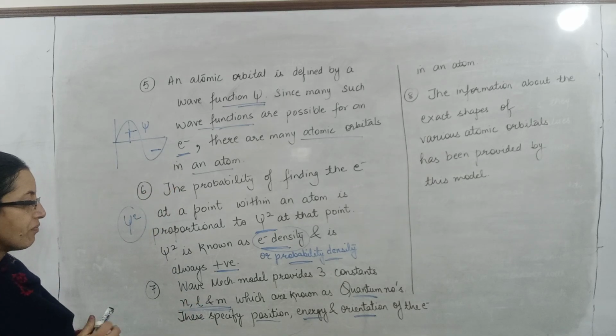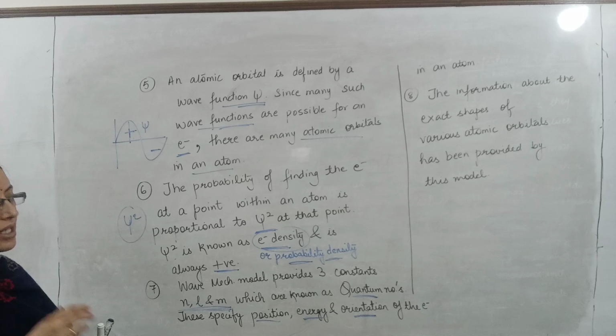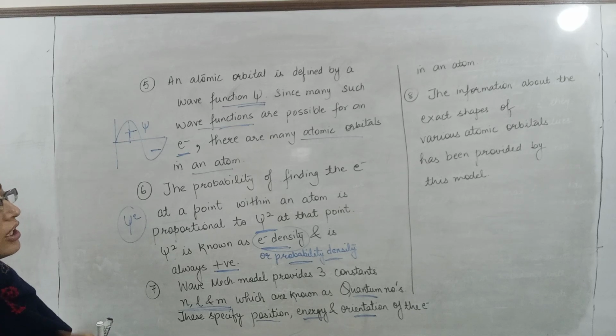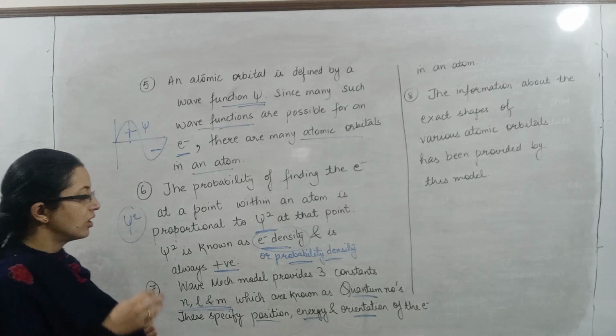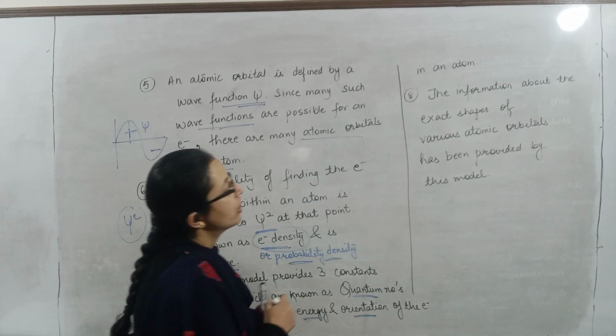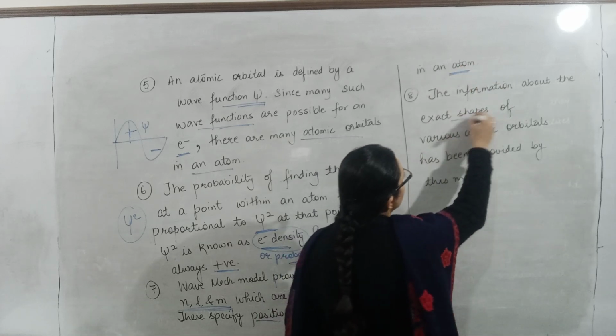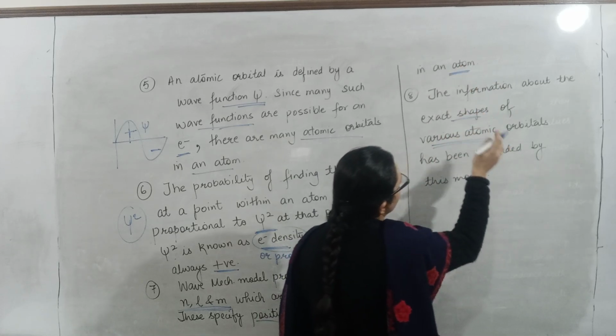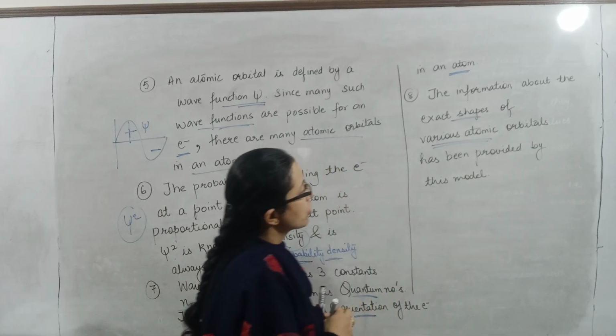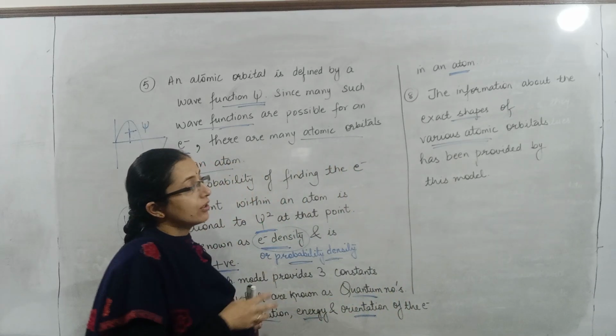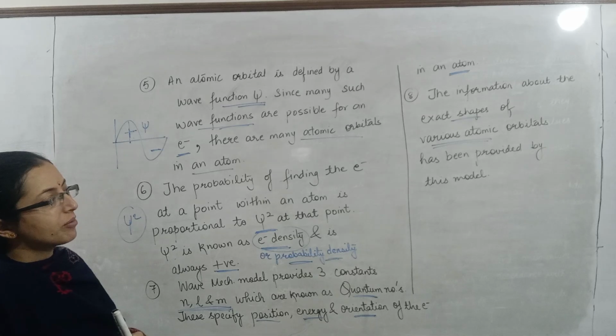ठीक है? कि इलेक्ट्रॉन का क्या मेन शेल है, क्या सब शेल है, कितना नंबर ऑफ कौन सा ऑर्बिटल में वो प्रेजेंट है ना? So it tells us about the energy and the exact location of an electron within an atom. Then the shapes of the various orbitals: the information about the exact shapes of various orbitals has also been provided by this model.